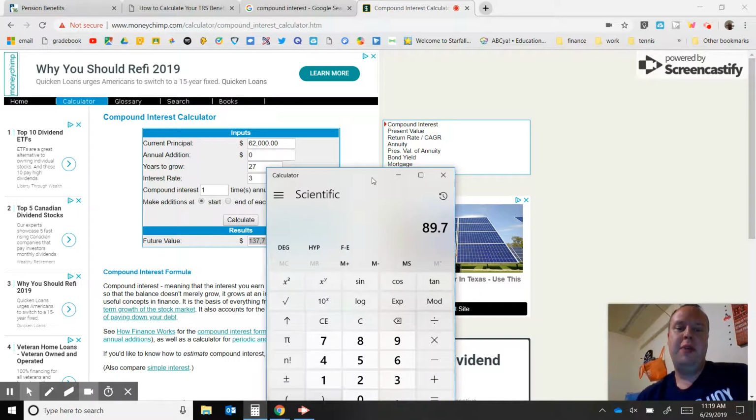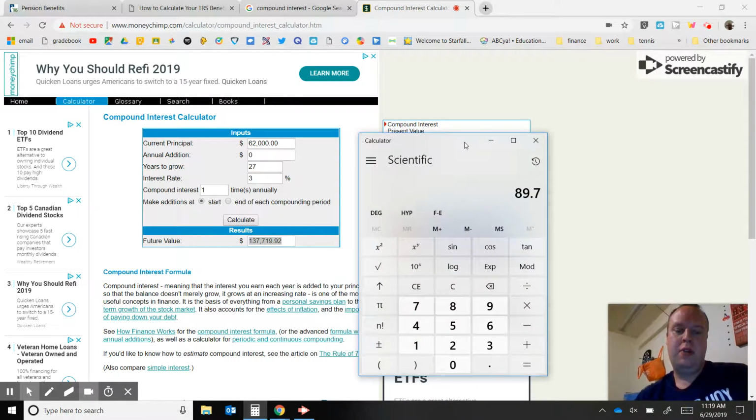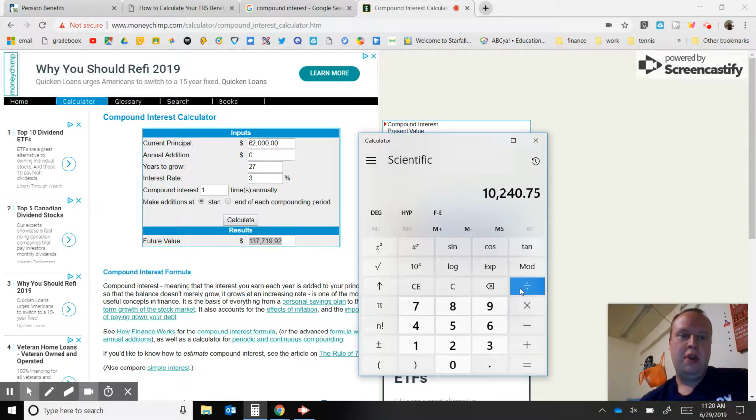So if I take my 89.7%, 0.897, times that by $137,000, this would be my yearly pension: $122,000. Sounds really good, but there are inflation-adjusted numbers. You've got to assume that everything's going to cost more 27 years from now. Divide that by 12, and I should have $10,000 a month coming in.